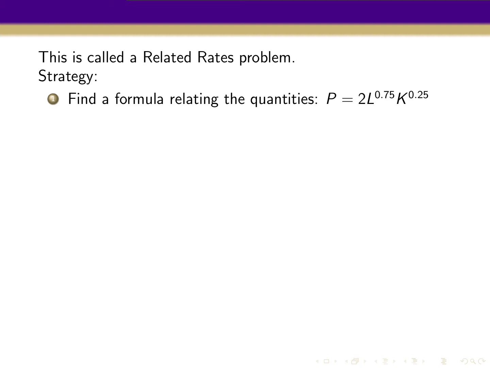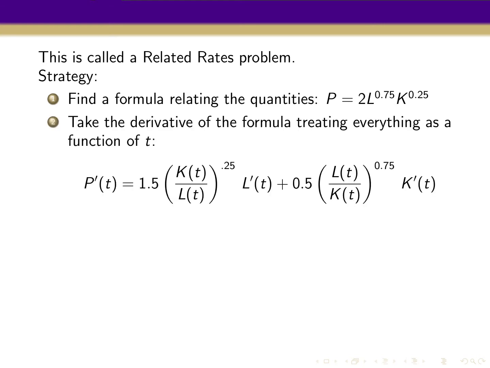So in this case, this was given to us: P is equal to 2 times L to the 0.75 times K to the 0.25. Other times you might need to use some trigonometry or some other information to figure out what this formula should be. But you always need to start off with an equation that incorporates all of the quantities. Then we're going to take the derivative of the total formula, and we're going to treat everything that's changing in terms of time as a function of t.